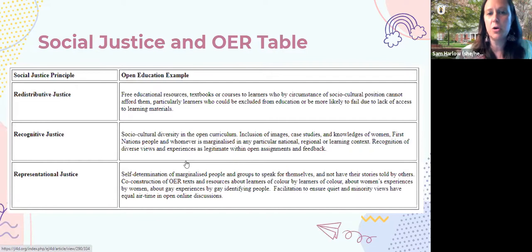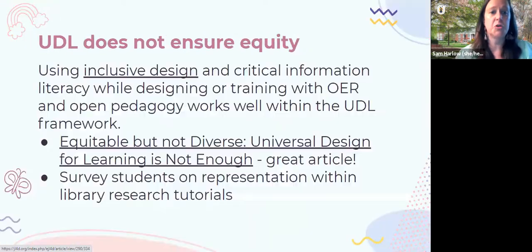It's having socio-cultural diversity in open curriculum, inclusion of images, case studies, and knowledge of women, First Nations people, and whomever is marginalized in any particular national, regional, or learning context, recognition of diverse views and experiences as legitimate within open assignments and feedback. And then representational justice is constructing, again, these open pedagogy curriculums as well. And again, thinking through how we can include UDL within that principle is crucial.